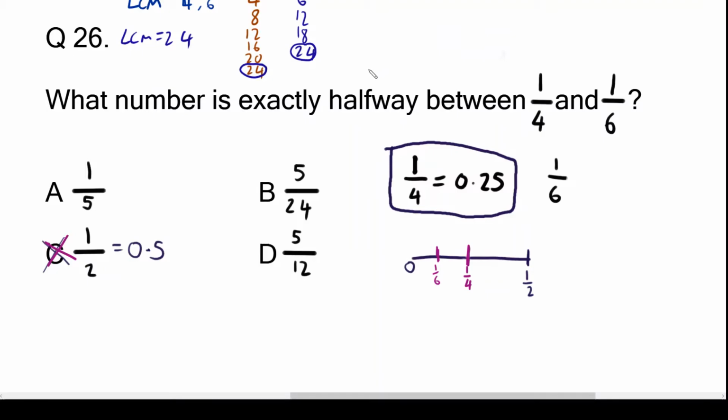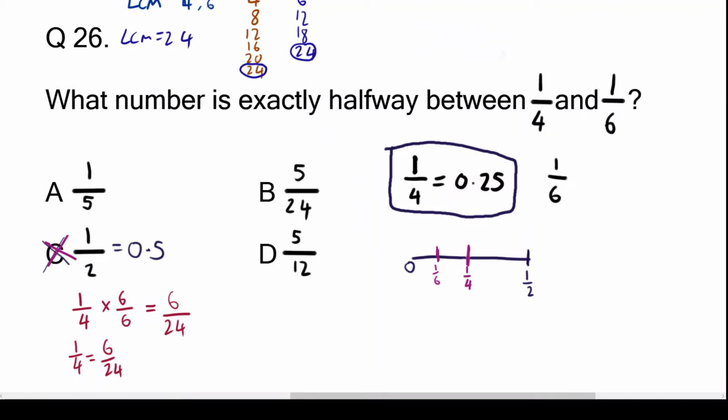Now I'm able to change these fractions. A quarter, if I times it by 6 over 6, it's going to be much easier for me to add and subtract. 6 over 6 is 1, so if I times any number by 1, it stays the same. So 1 times 6 is 6, and 4 times 6 is 24. So a quarter is equal to 6 over 24. They're the same fraction.